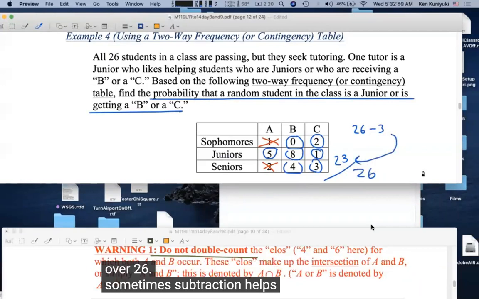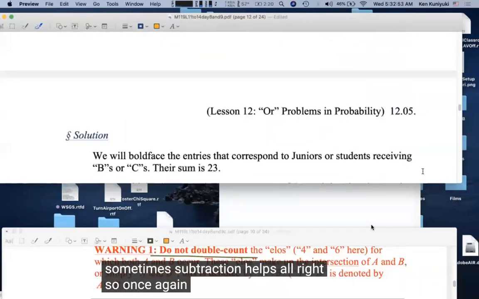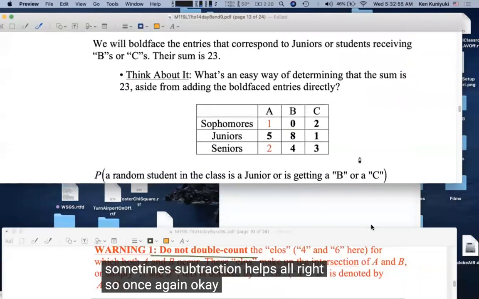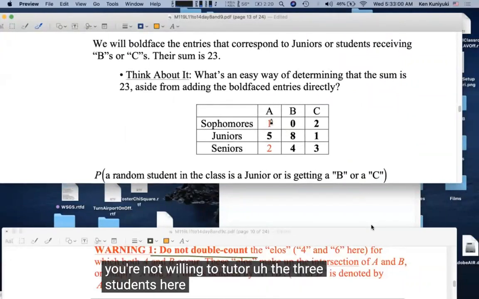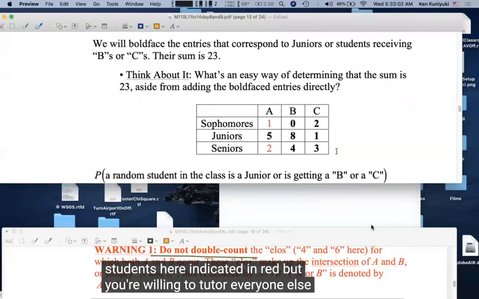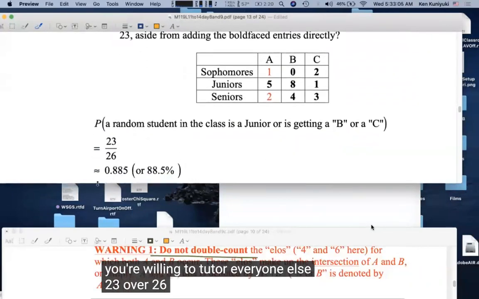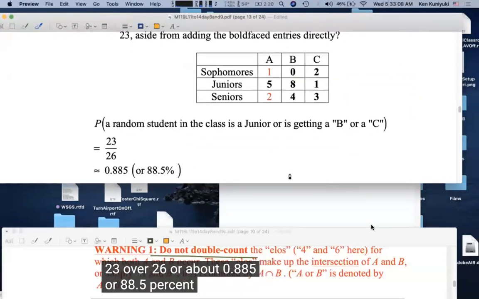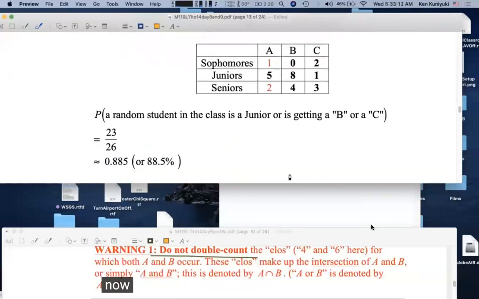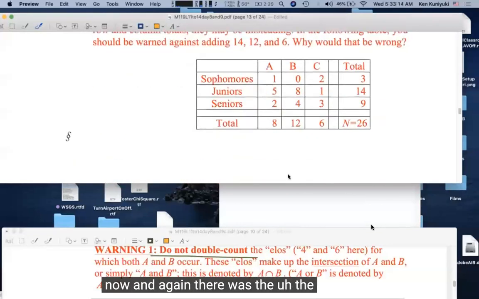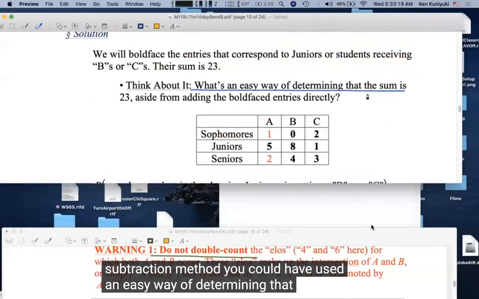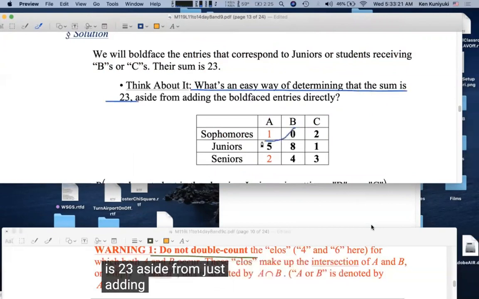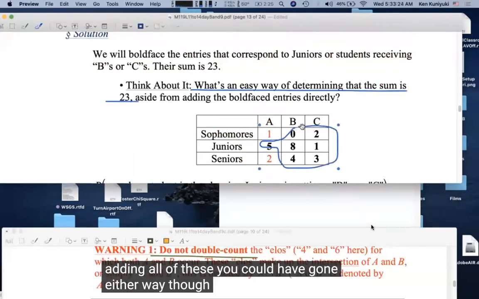Sometimes subtraction helps. All right, so once again, you're not willing to tutor the 3 students here indicated in red, but you're willing to tutor everyone else. 23 over 26, or about 0.885 or 88.5%. And again, there was the subtraction method you could have used. An easy way of determining that the sum is 23, aside from just adding all of these. You could have gone either way, though.